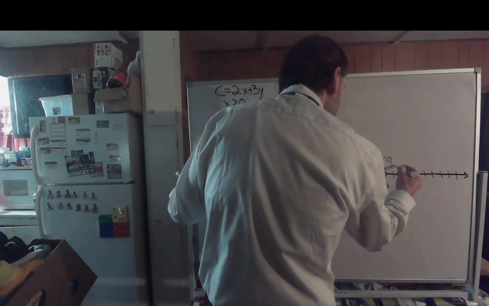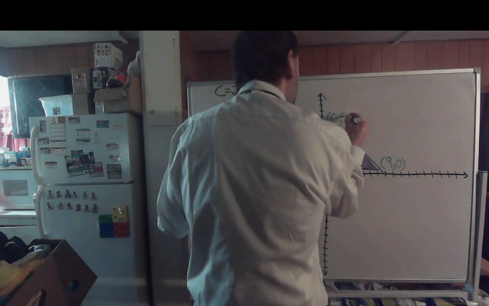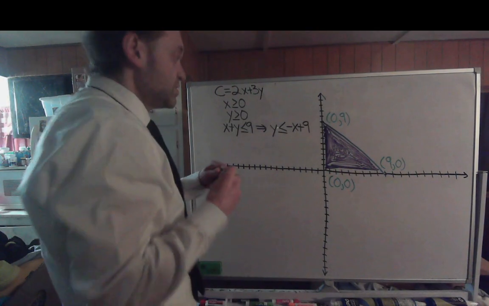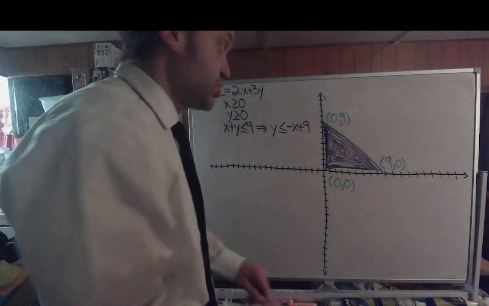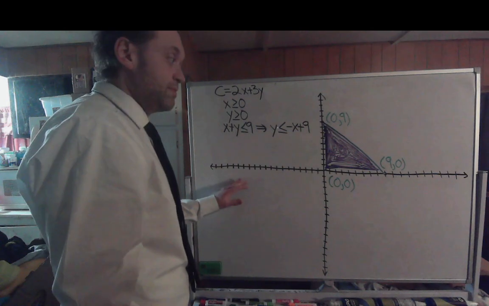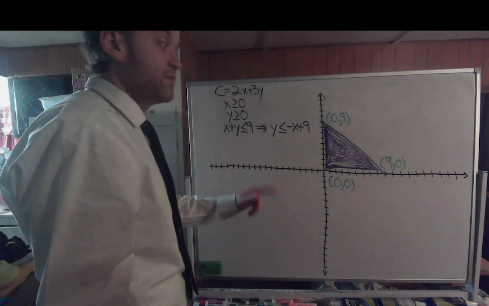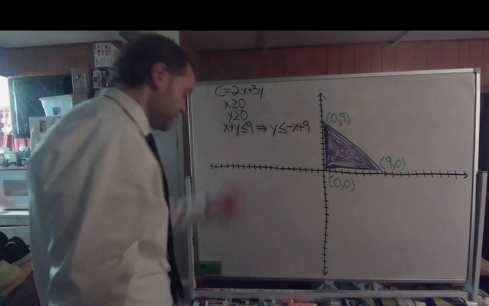You have (9, 0) being an x-intercept. And then you have (0, 9) being the y-intercept. So notice this forms a triangle, right? You have 3 vertices, as a triangle would have 3 vertices. To find your minimum and maximum values, you're going to take the coordinates of your 3 vertices and put that into your objective function.